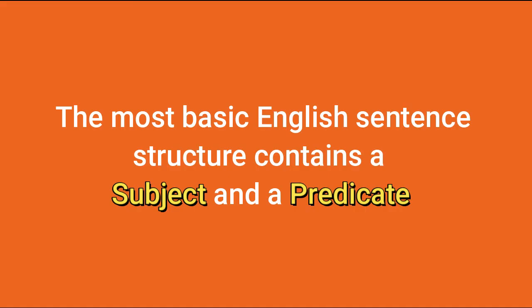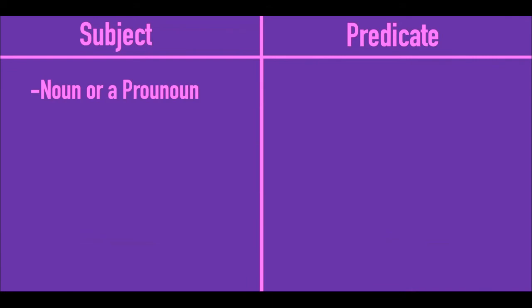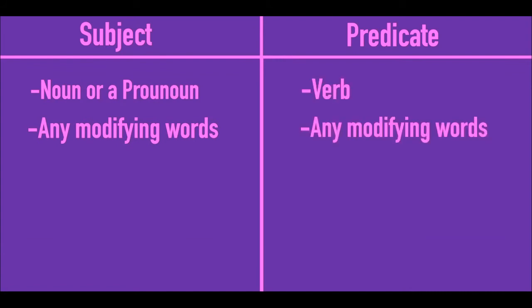Most basic English sentence structure contains a subject and a predicate. The subject includes a noun or a pronoun and any modifying words. The predicate includes the verb and any modifying words. Let's look at an example. He walks. He is the subject, walks is the predicate.